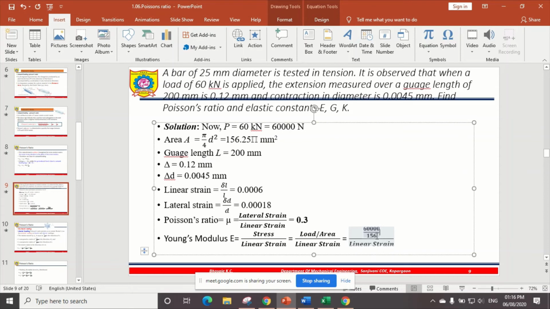What does the area come to? Multiplied by pi, what does it come to? Multiply by pi. 490.3, and the value of linear strain is 0.